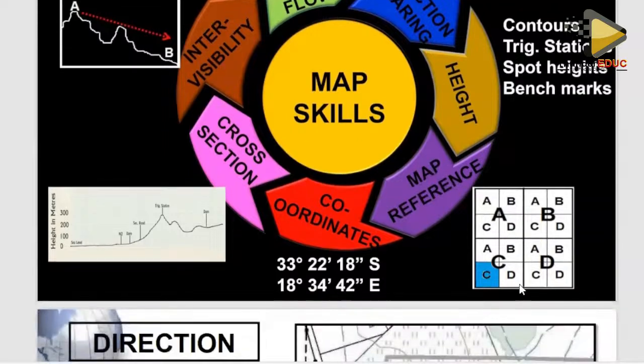Then we also go to map referencing. We're looking at the map reference code. Each and every map has a reference code. What does it mean? We have to look at the map reference code and also the coordinate system. When locating positions of different geographical features, we use the coordinate system. How does it operate? How do we indicate our coordinates? And then we also have the skill of drawing cross sections.